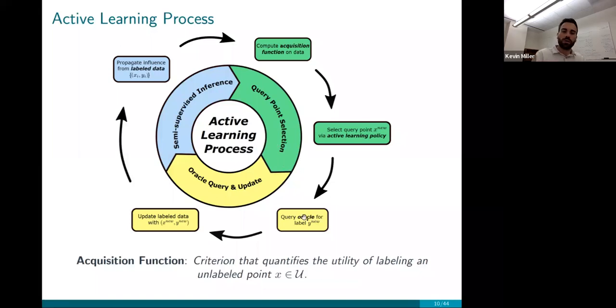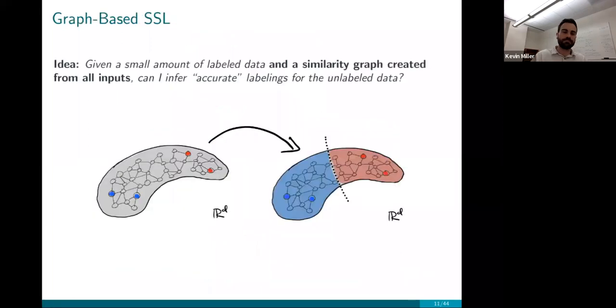From there, we query an oracle, or in application, this is a human in the loop or domain expert, who, once they receive this currently unlabeled query point, gives us a label for it. We update the labeled data and then iterate back to the semi-supervised inference. So there's this intimate interplay between active learning and semi-supervised learning.